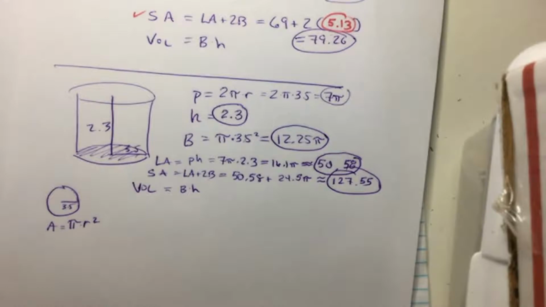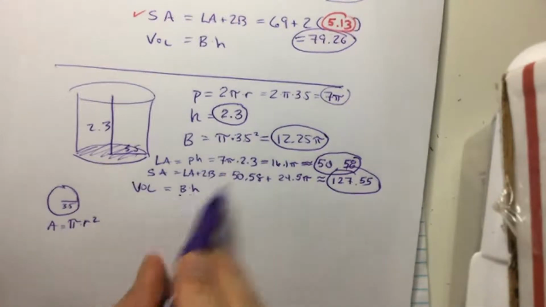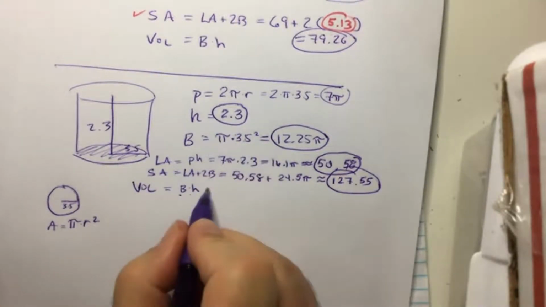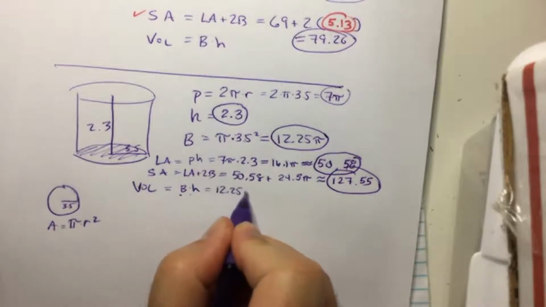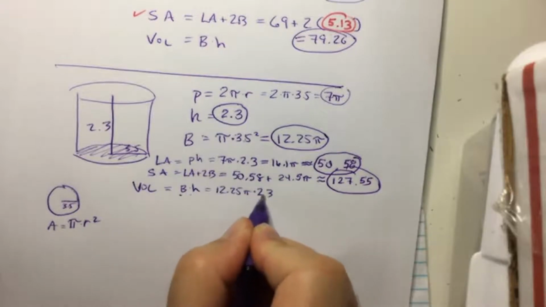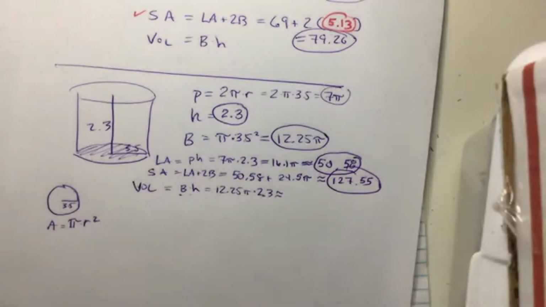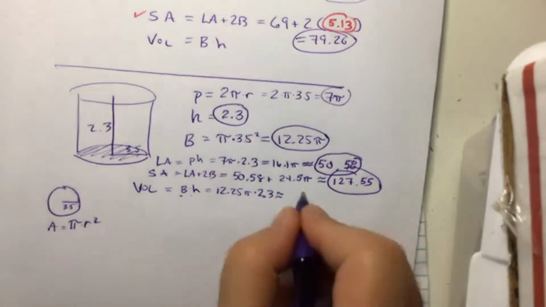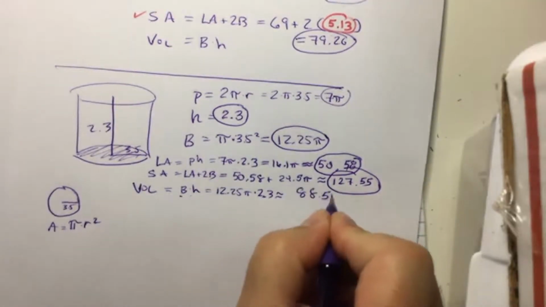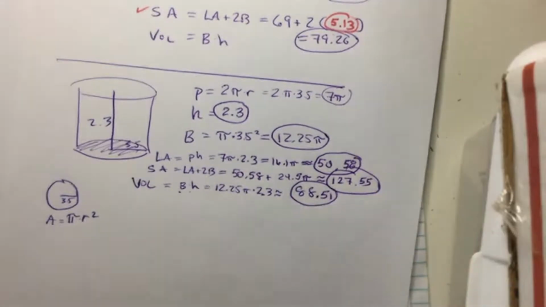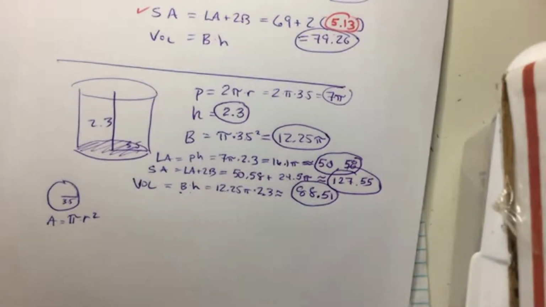Last one is the base times the height. B times H. So in this case, I've got that base times that height. So 12.25 pi times 2.3. Plug that all in. 12.25 pi times 2.3. And I'm going to get 88.51. That's my volume. We'll go back and just plug this in. Anybody still looking at this? Yeah. You are? Okay.